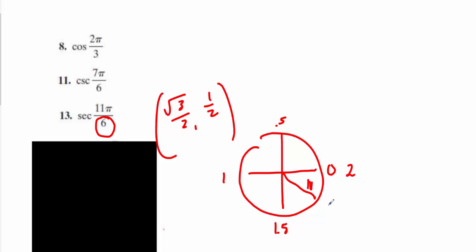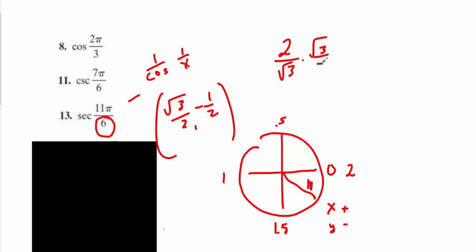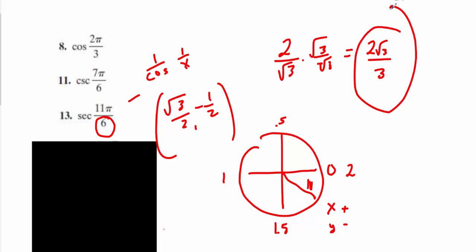Well, what do we know in quadrant 4? In quadrant 4, x is positive and y is negative. So x is positive, y is negative. So if I'm looking at secant, I know secant is the inverse of cosine. So it's the opposite of cosine, or 1 over the cosine, which means 1 over x. So I'm looking then at 2 over square root 3. Can't have the square root 3 in the bottom, so multiply that out. And I get 2 square root 3 over 3. And that would be our answer.